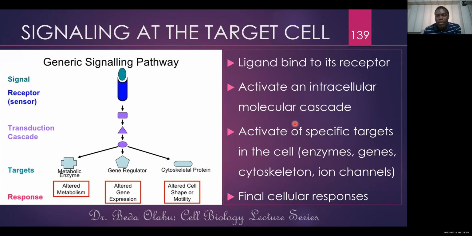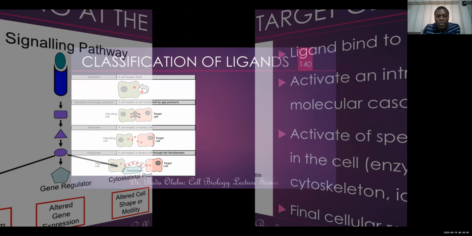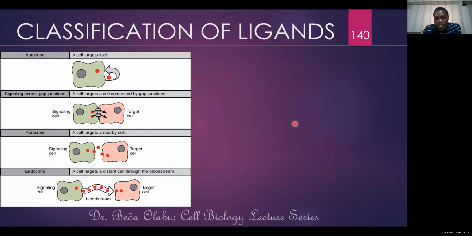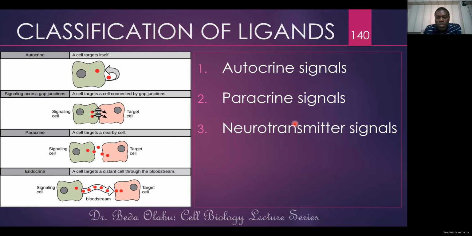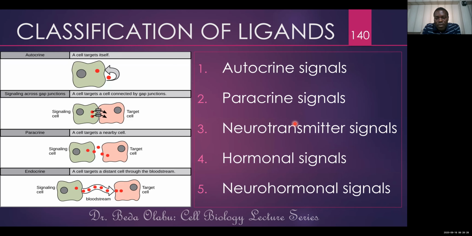Right. Having said that, let me now give you a classification of ligands. We have said that ligands are chemical messengers. Now we classify ligands in different categories. We can have what we call autocrine ligands, paracrine ligands, neurotransmitters, hormones, and neurohormones. These are five classes of ligands, and I want us to talk about each of them. So let me just move to the next slide, because the names are going to appear again.